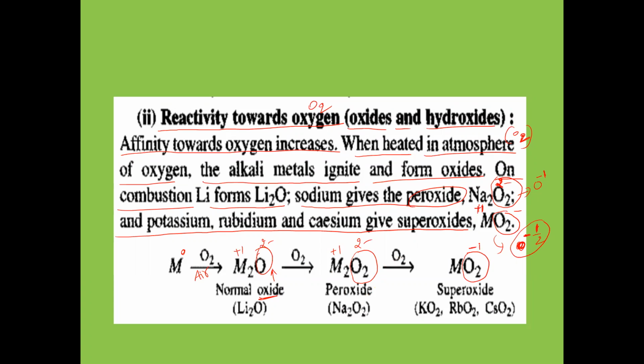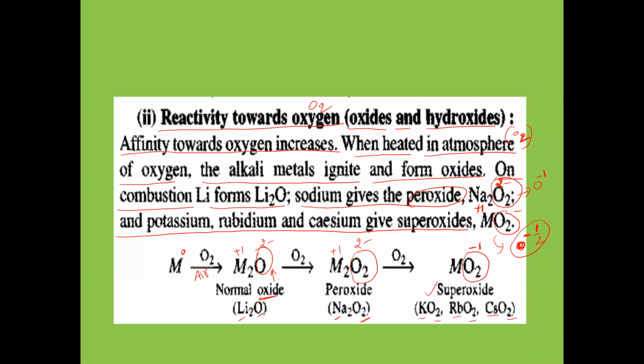Again, the same peroxide will further undergo oxidation to form superoxide. So O2 minus 1 here. So 2 atoms of oxygen will get minus 1. Each oxygen gets minus 1 by 2. So this is called superoxide. Potassium superoxide, rubidium superoxide, cesium superoxide. So like this potassium, rubidium, cesium will form superoxides. Sodium will form mostly peroxide. And lithium forms what? Only oxide, monoxide. Lithium cannot form peroxide and superoxide.